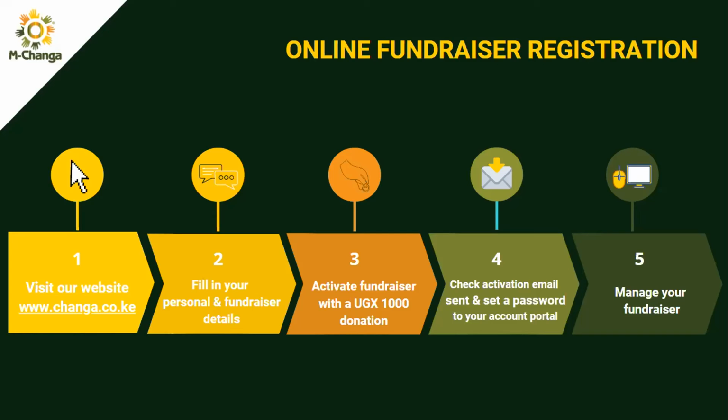So we have an activation fee of 1,000 UGX, where after you register an account, you make a donation of this 1,000 UGX using the phone number that you have used to register the account. Once you do that, you will receive an email with an activation link, which you will click on and then set the password for your account portal. Now this portal is what I've been talking about when I was talking about withdrawal and editing your fundraiser information and all that. That is where you're going to be able to do that.